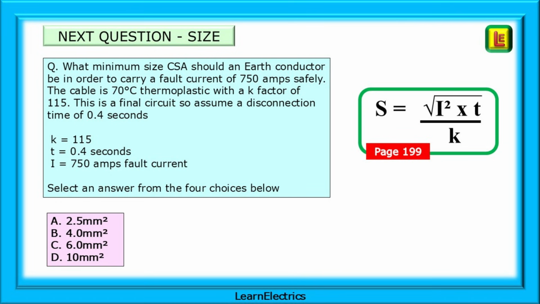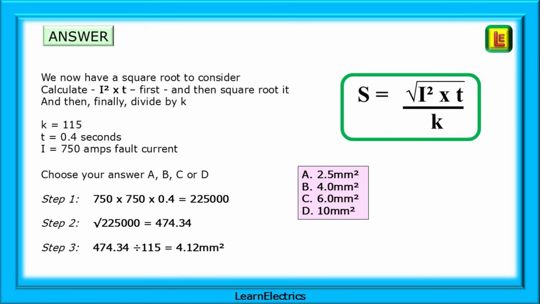These are all standard conductor sizes that we use daily. Again, we've supplied the formula, and you will find this on page 199. We now have a square root to consider. Calculate I squared times T first, and then square root it, and finally divide by K.